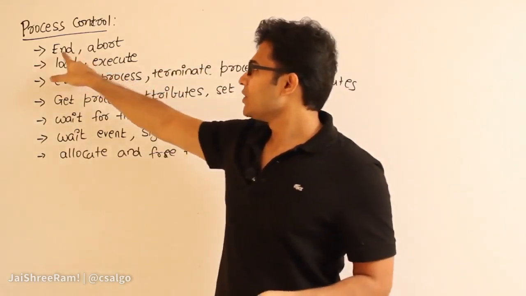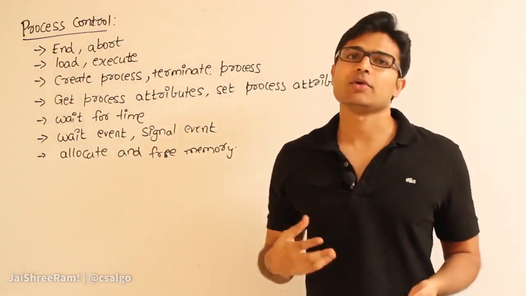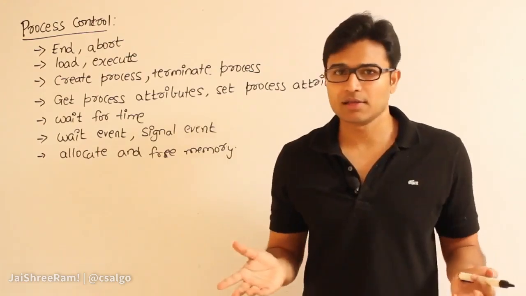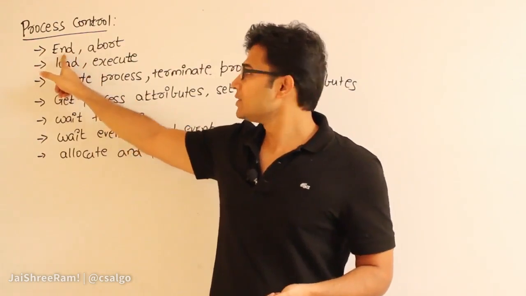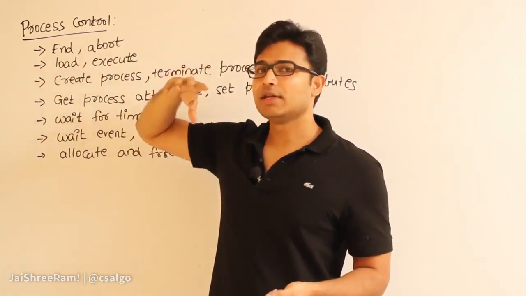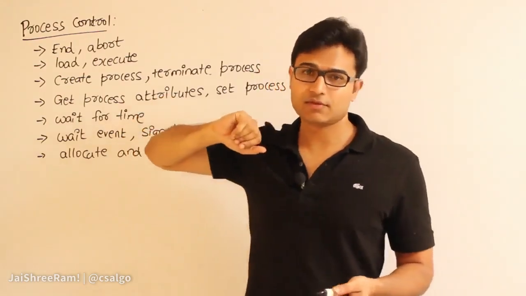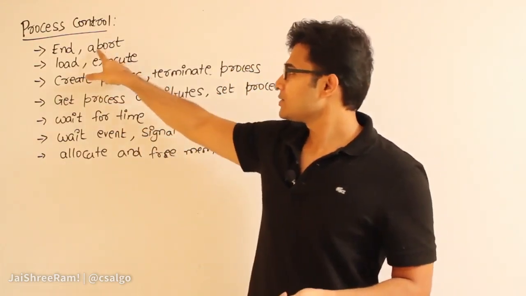For example, we have end and abort. So if a process wants to say at the end that yes, I am done, then it can call the end system call. This system call will lead us to the code in the operating system, which will see that this process has been finished, and it will start the next one. And the next one is abort.